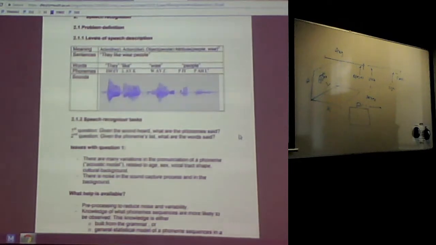So there's this level of speech description, which is you have the raw sound wave, you have the phonemes, they like wise people, I hope it's right. The actual words, they like wise people, and then the sentence, they like wise people, and then the meaning, which can be represented in some representation like that. You have actor, which is they, the action is like, object is people, and the attribute of people is wise. And this is the meaning of the sentence.